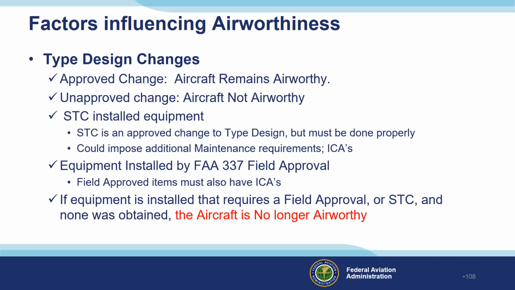You also have sometimes equipment installed by the FAA 337 form field approval process. And field approved items must also have ICAs. And so if the equipment is installed that requires a field approval or an STC, but none was obtained, you can't find the documents in the aircraft records, then the aircraft is not airworthy. So it's something you want to be watching for.